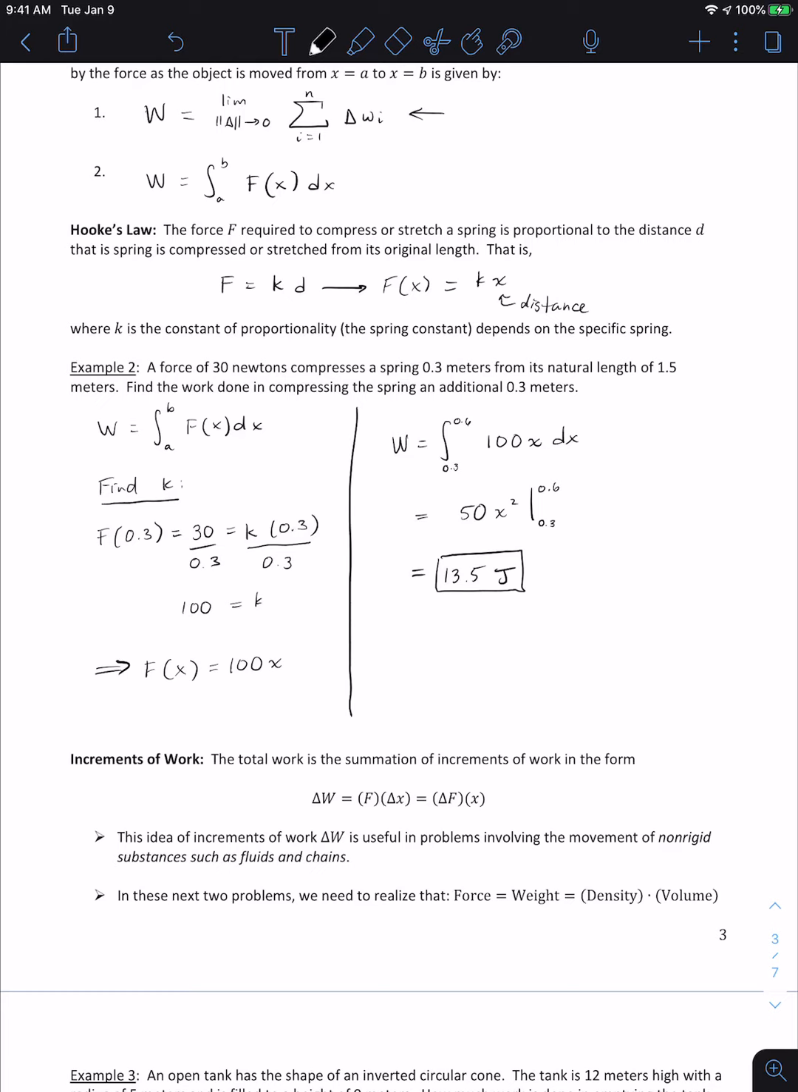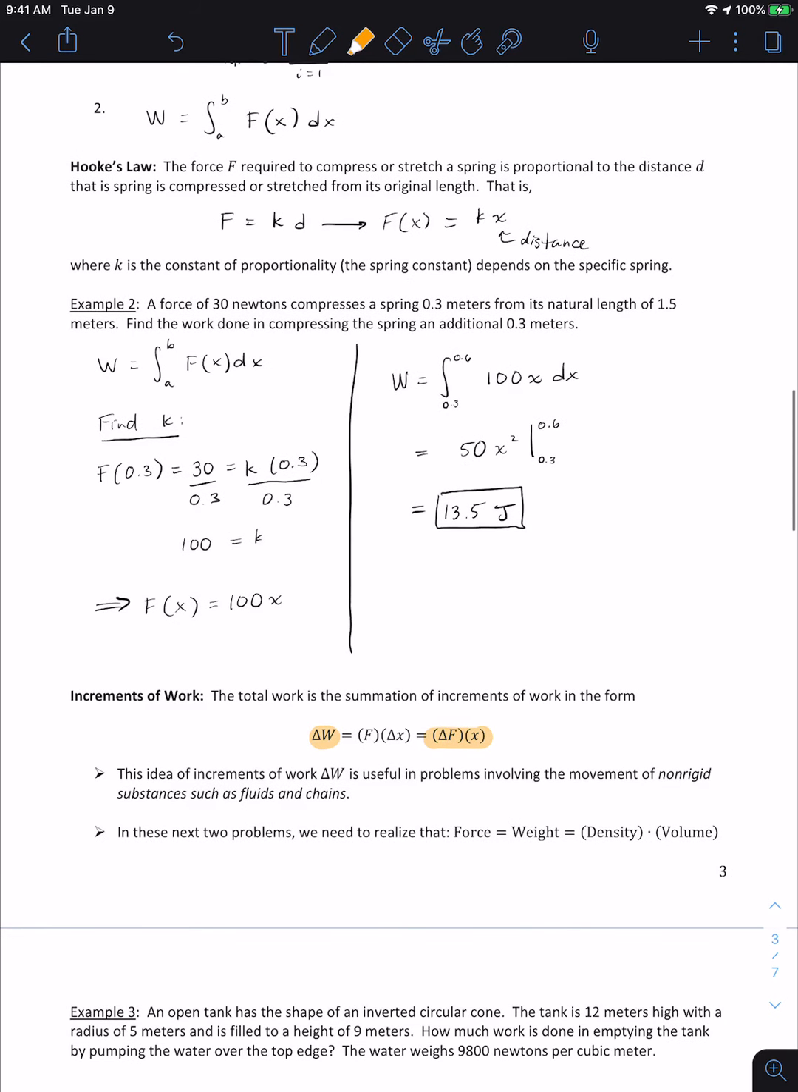So I can think about it as the force done times how far it traveled, or the force done to move it times the distance, right? So in other words, that delta can go in each place. And the one that's going to be most helpful for us is thinking about that delta going with the force. And remember, delta F is just the force required to move whatever increment we're moving over that small interval. So again, this is helpful for fluids and chains.